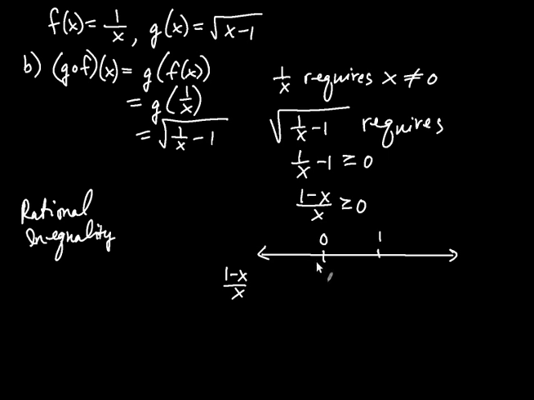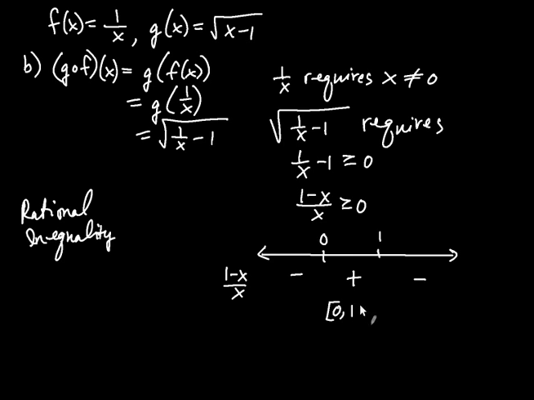And so we pick some test points. When x is less than 0, this is positive, this is negative, so the quotient will be negative. Between 0 and 1, positive and positive, so the quotient will be positive. And when x is greater than 1, pick a test point like 2. This will be negative divided by a positive, which is a negative. And so this quotient is greater than or equal to 0 between 0 and 1. So between 0 and 1 is when this is positive.